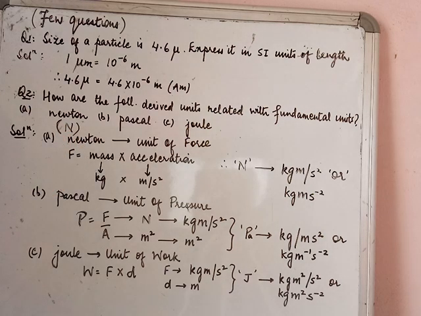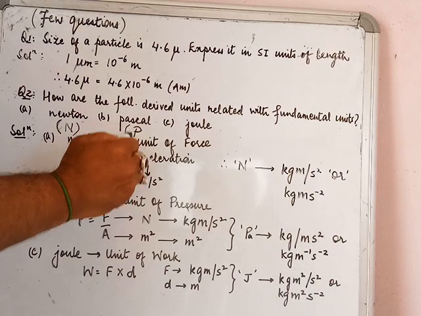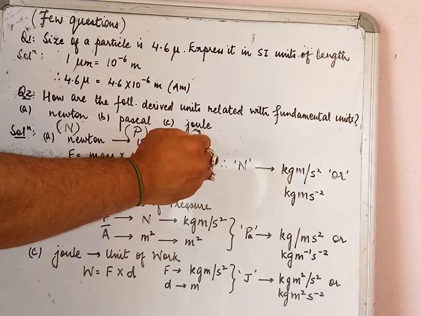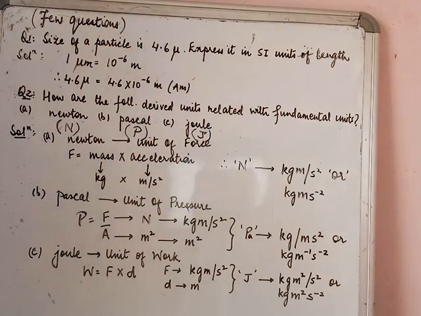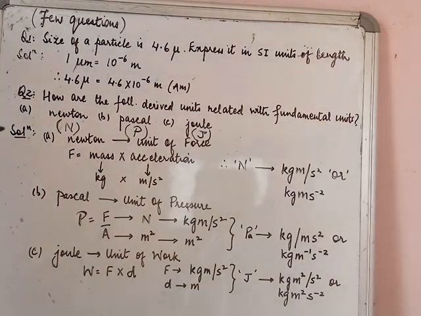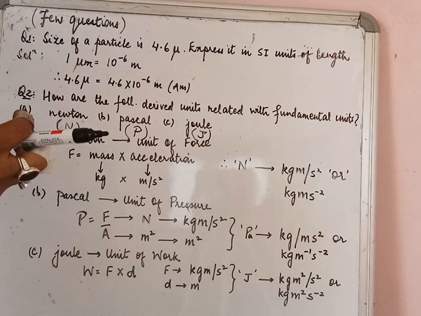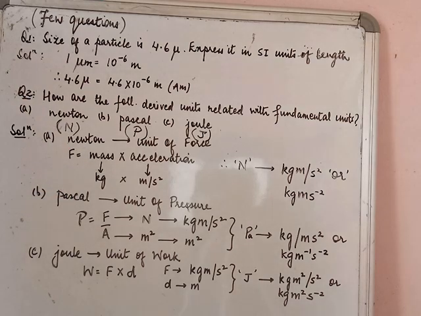Okay, similarly for Pascal, you will use a capital P. And similarly for Joule, you will use a capital J. So we have capital N, which is the symbolic representation of the unit of force. Since it has been named after the scientist Newton, it will be represented with a capital N.